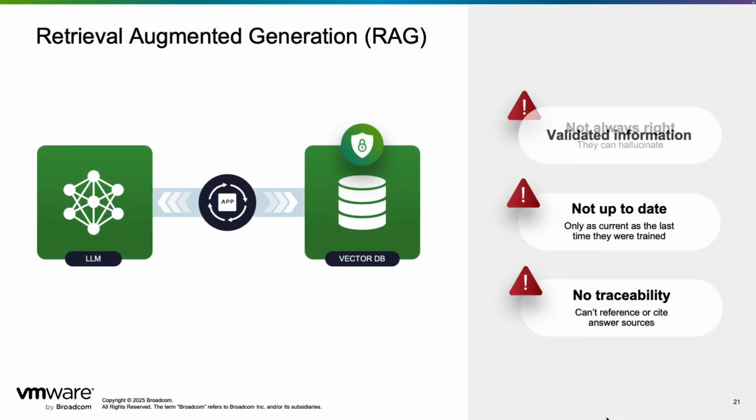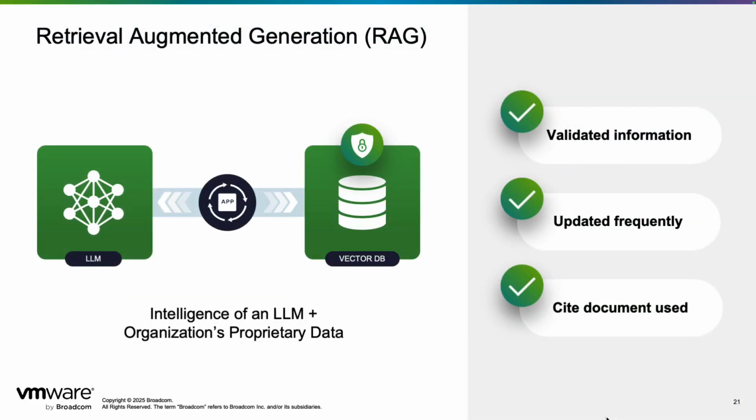So what this does then: adding the vector database in gives us validated information. We can update it frequently, so we keep the data up to date rather than having to retrain the model on the left-hand side. And we can have the model cite the documents that were used, because the vector database can tell it which documents were used.